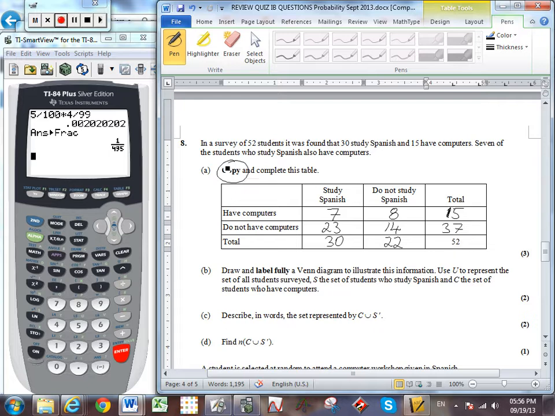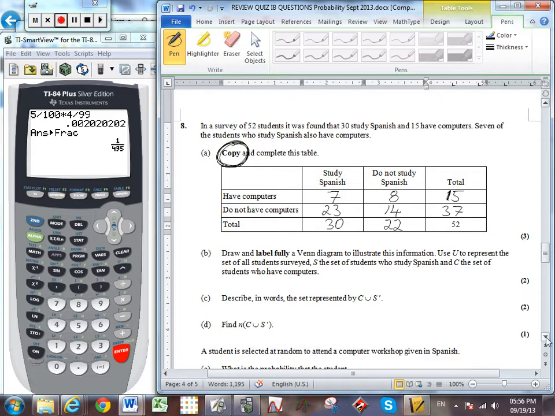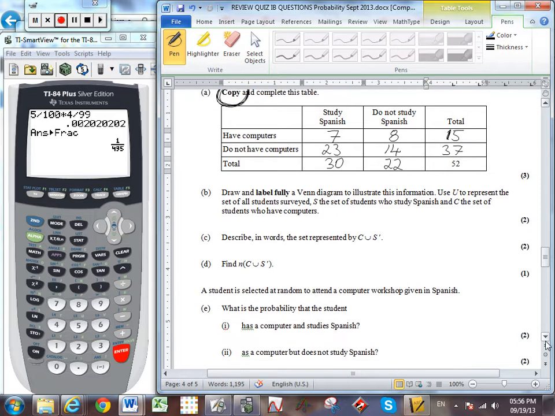By the way, please note the word copy. When you see this, it is expected that you will copy it onto your lined IB paper. Otherwise, you will not get credit. Because if you fill things in directly onto the page when it says copy, none of the stuff on the question page is going to be marked.